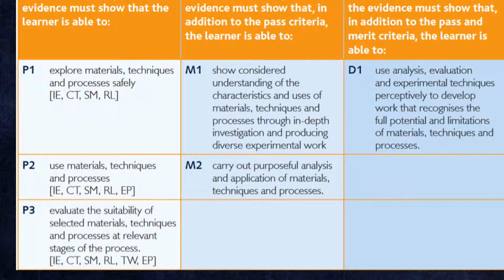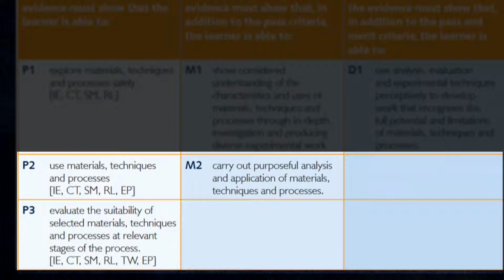Now Pass 2, Merit 2 and Pass 3 are easy peasy. If you get the first lot done, you're there. Pass 2, use materials, techniques and processes. Well, you will have to do that because you cannot get through this unit without playing. So Pass 1 and Pass 2, what's the point in having a Pass 2? Anyway, Merit 2, carry out purposeful analysis and application of materials, techniques and processes.